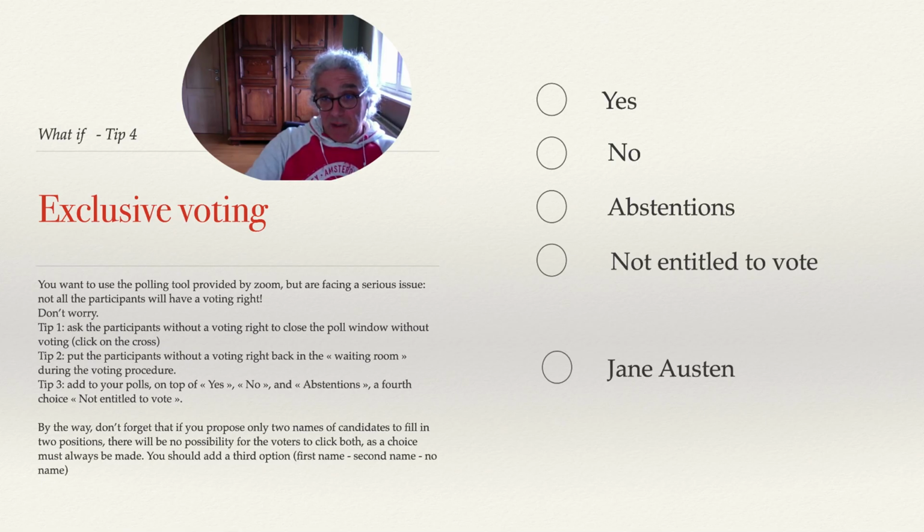For instance, if Jane Austen and John Irving both apply for the only 2 positions of vice presidents of the organization, if this is what appears on the voting window, there will be no possibility for the participants to click both names. So you'll have to add a third name, a fake name, Mr. X, as a third choice. In this case, the participants will be able to click for Mrs. Jane Austen and for Mr. John Irving, hoping that they will not vote for Mr. X.